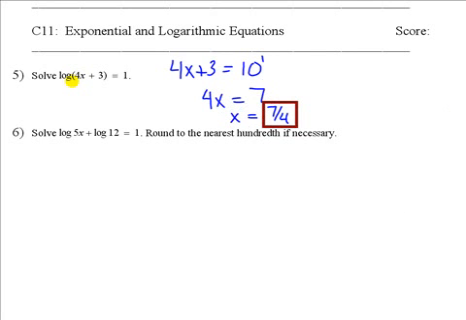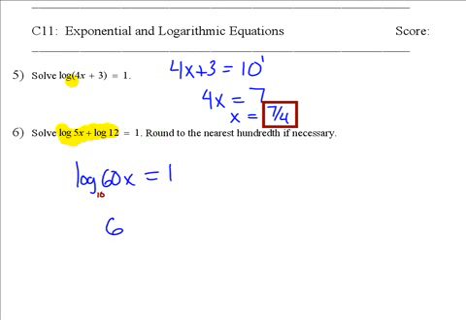Questions or discussion here? Number 6 is similar. It's just a little more complex because we have 2 logs on the left. I've got log of 5x plus log of 12. That equals 1. I can combine these 2 logs using the law of logs. This is the same as log of 60x. 5x times 12 is 60x. That equals 1. I don't see a base here, so it has to be 10 again.